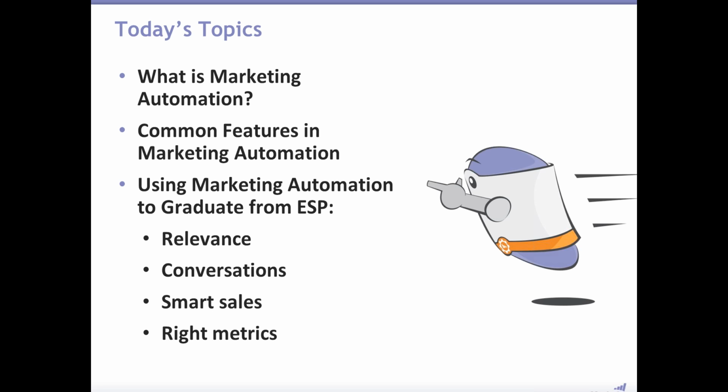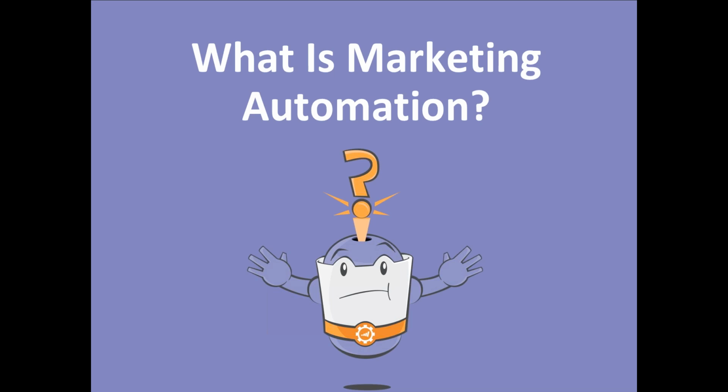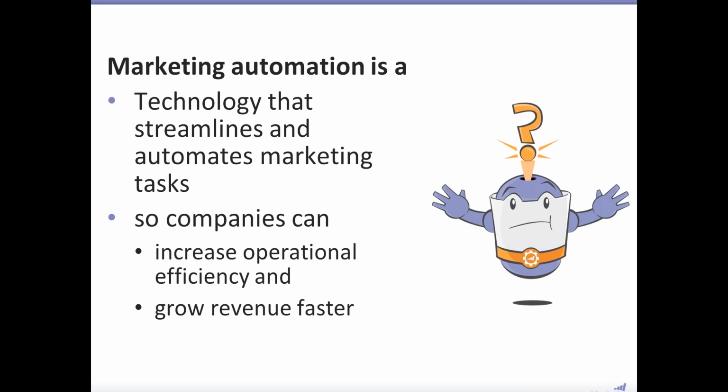So what we're going to talk about today is marketing automation and why it's time to move beyond basic old email. I'll start with the basics: what is marketing automation and some of the common features, just so you have a good grounding of the topics, and then we're going to dive in and spend most of the time on 4 key areas. How marketing automation helps you with your relevance, to have multi-channel conversations, have a more effective sales team, and get the right metrics going. So let's begin with what is marketing automation and why is it important?